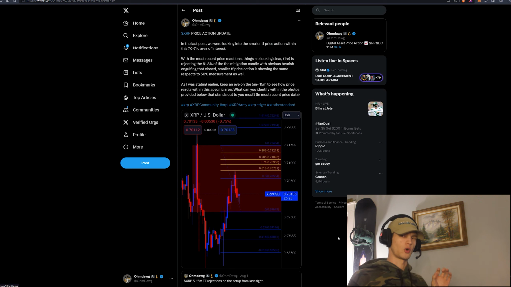I do want to point out real quick that our fibs are units of measurement. They are not areas to enter off. It's simply showing that price is a certain percentage off from the high or low, whether you are drawing your fibs up or down.